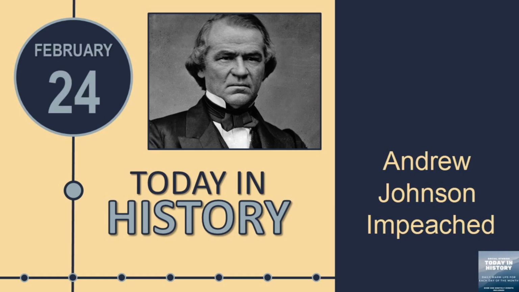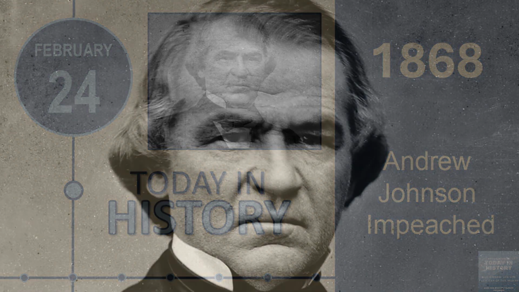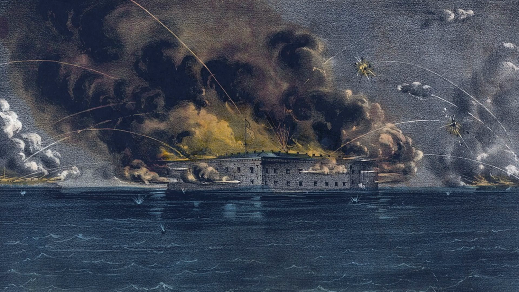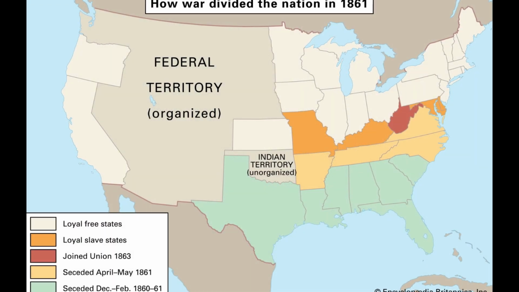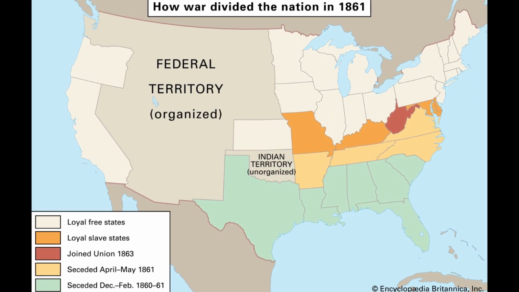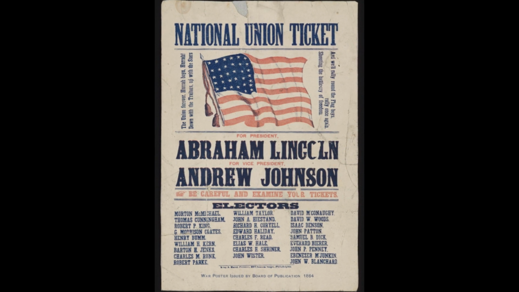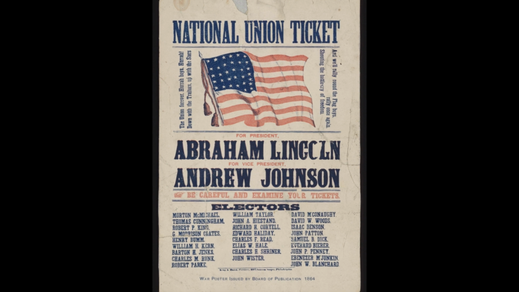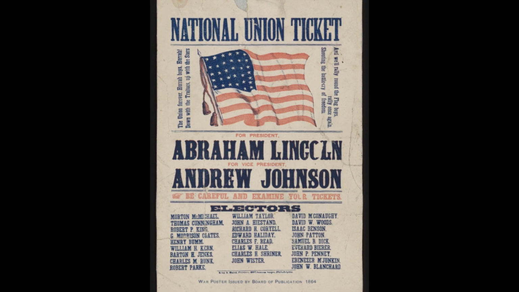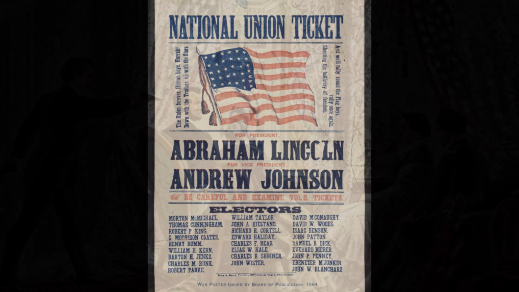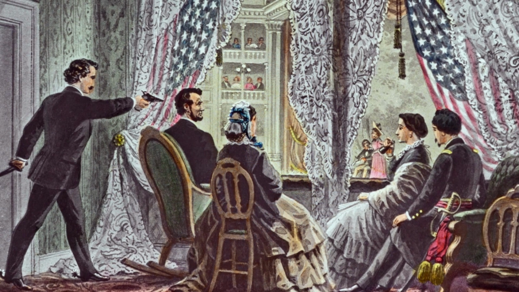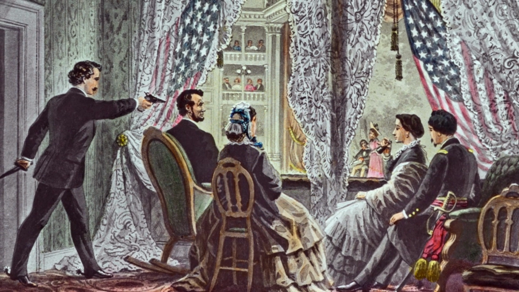On February 24, 1868, Andrew Johnson becomes the first U.S. president to be impeached. When the Civil War broke out in 1861, Johnson, a Tennessean, was the only U.S. senator from a seceding state who remained loyal to the Union. Although a Democrat, in 1864 he was elected vice president for Republican Abraham Lincoln's second term as part of a national Union ticket. Johnson became president after Lincoln's assassination in 1865.